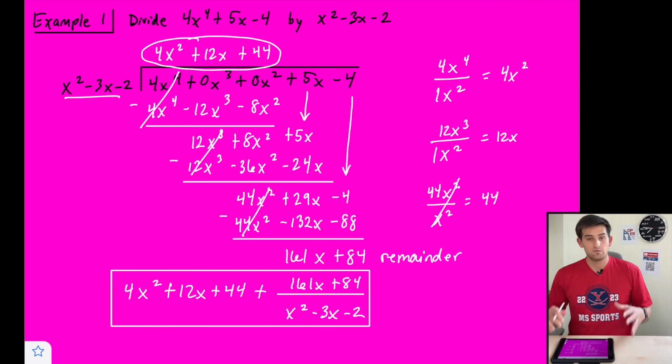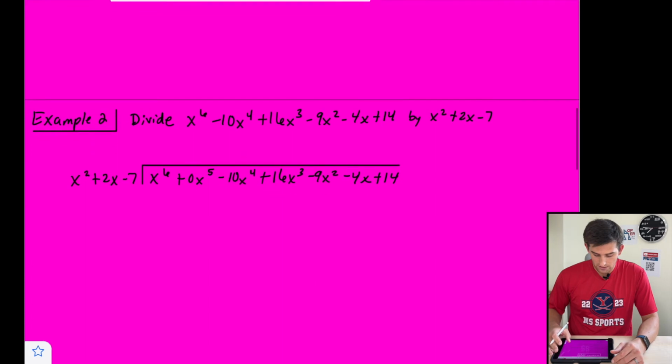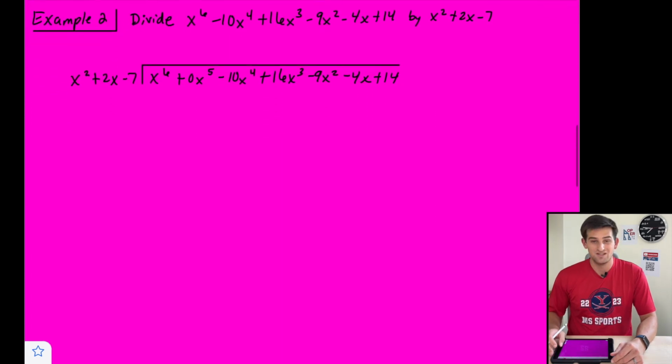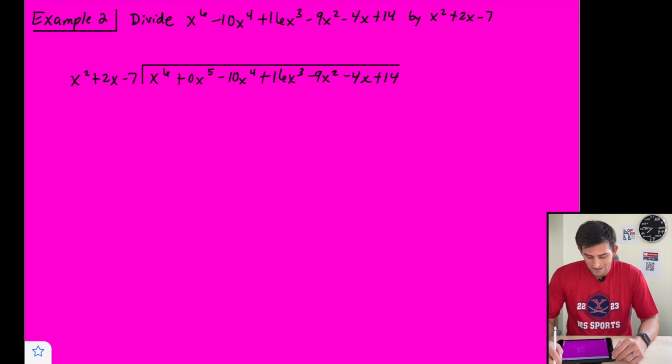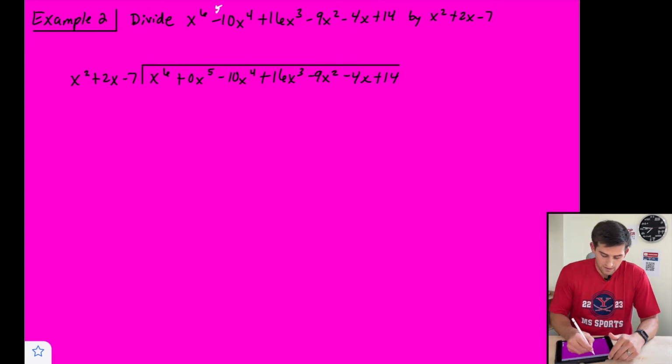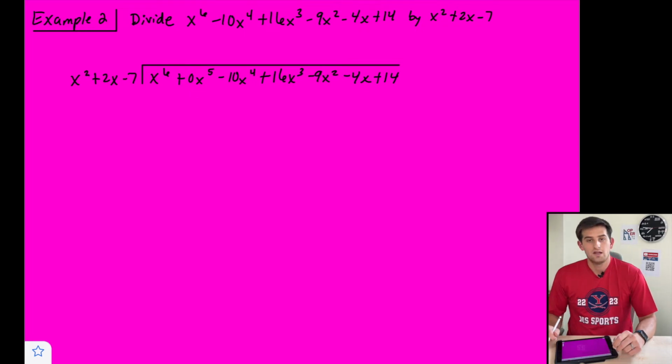Okay, so this one was when we did have a remainder, and so now let's look at example 2 where we have a remainder of 0, or basically we don't have a remainder. So we're going to divide x to the 6th power minus 10x to the 4th plus 16x cubed minus 9x squared minus 4x plus 14 by x squared plus 2x minus 7. So once again, we're going to set it up, and we did not have an x to the 5th term, so that's why we have 0x to the 5th in our polynomial here.